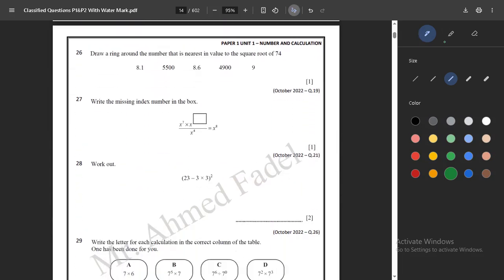Draw a ring around the number that is nearest in value to the square root of 74. Oh, mister, square root of 74. I wanted the number that is closest to it, the nearest to it. No problem. We learned this. We practiced it so many times.